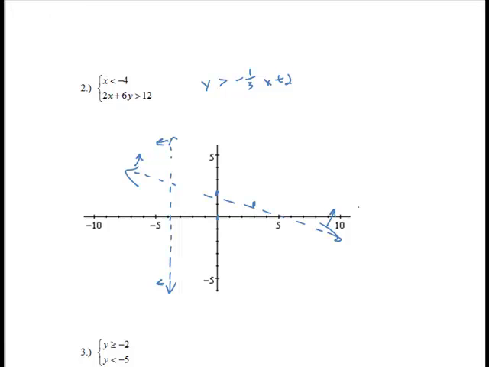So finally, really the only new step here, the final shaded region, the solution to the system, is where these two shaded regions overlap. And looking at our arrows, they would simply overlap in this region, kind of in the upper left-hand corner. So that's the solution to the overall system.